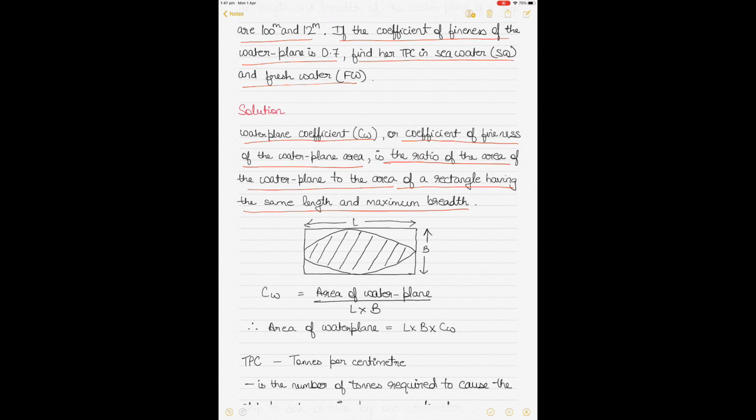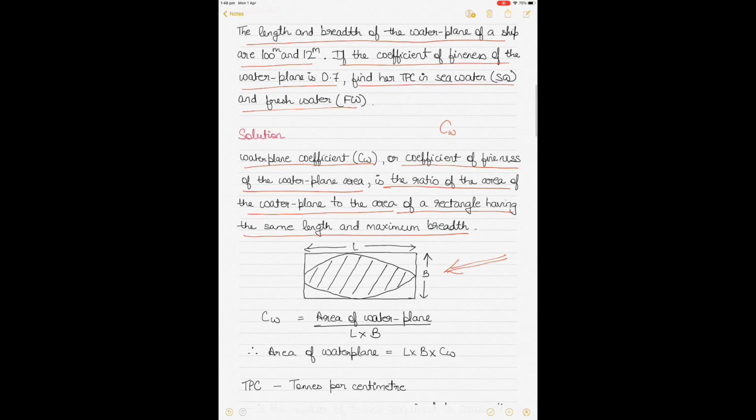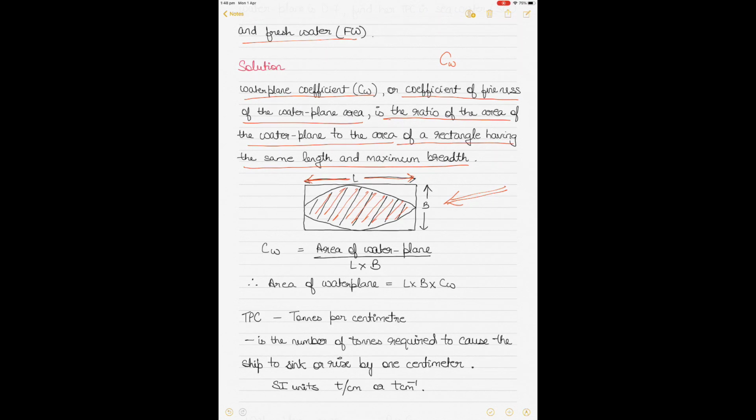Alright, so over here you can see the figure which shows you what I mean. The coefficient of fineness of the water plane, or water plane coefficient, which is denoted by C with an understroke W, is the ratio of the area of the water plane, which can be seen here by the shaded area, to the area of the rectangle having the same length and breadth. You can see in this case the rectangle has the same length as the water plane area and maximum breadth.